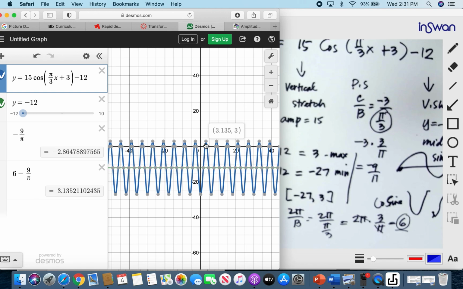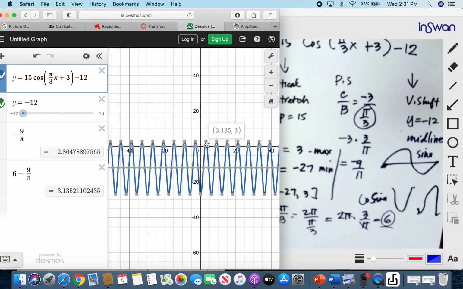So that's how you understand how to identify the critical points of a cosine function, and of course, how to identify the period of the function through the graph by means of the shifting of the graph from left to right.